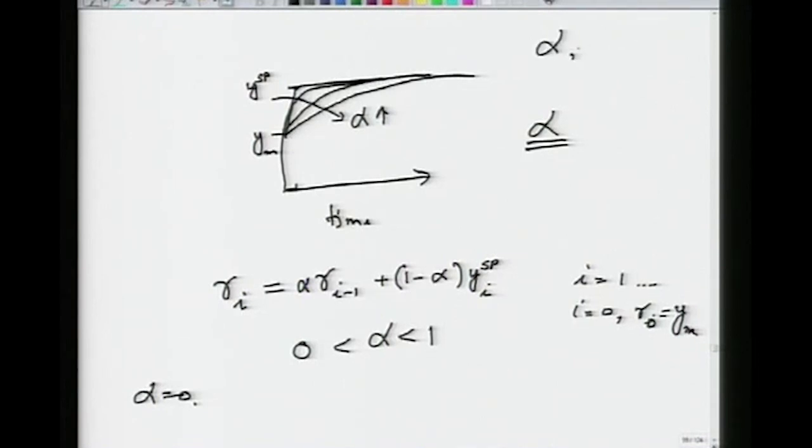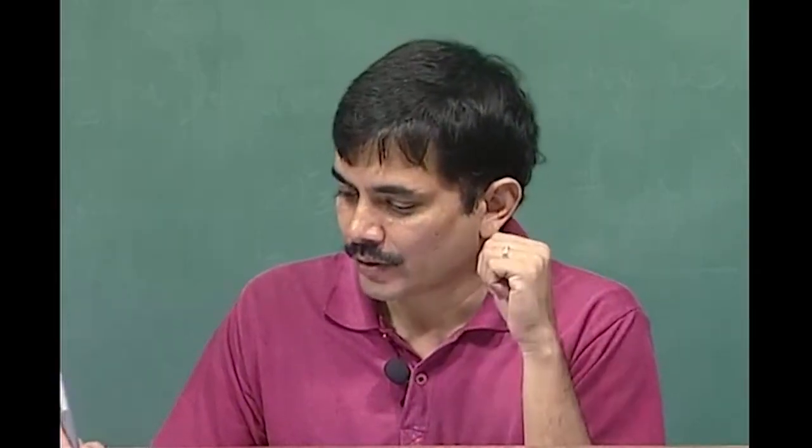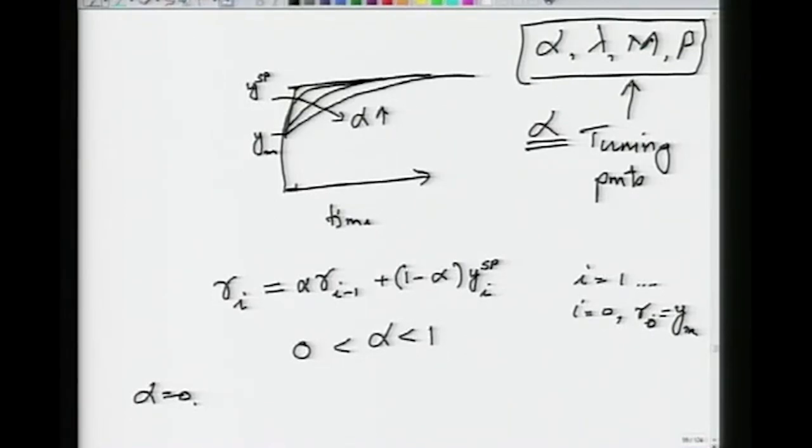So, alpha, lambda, m and p are the tuning parameters that are in the hands of a control system designer to tune your model predictive controller to get the kind of response that is desired, to get the kind of control performance that is desired. Typically designers would choose reasonable values for these and fix them. Also take alpha to be a reasonable value, a reasonable exponential rise, so alpha will have to be chosen appropriately. And then adjust the lambda to get whatever type of closed loop control performance that you want. Okay.